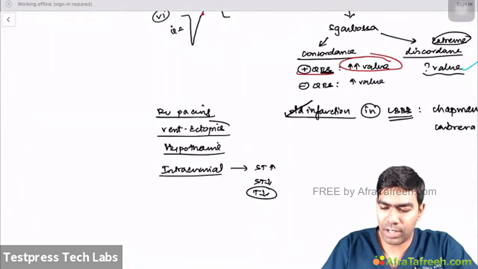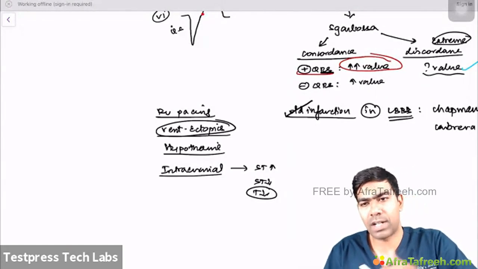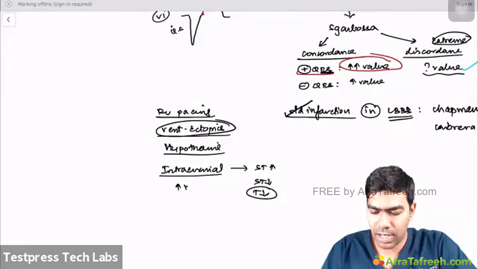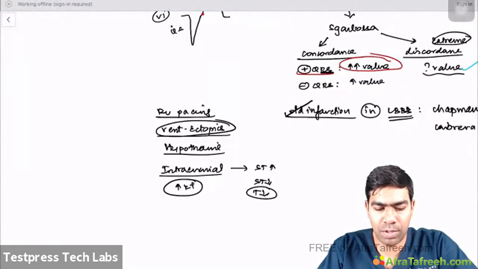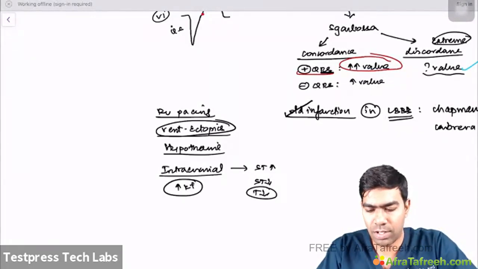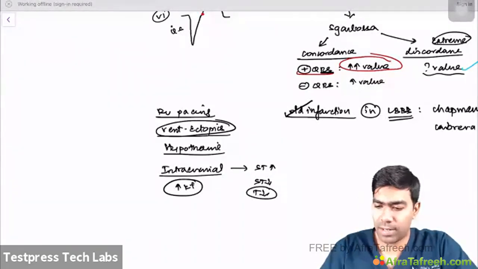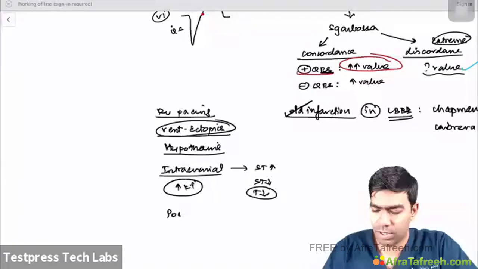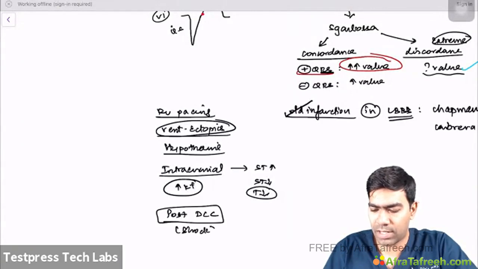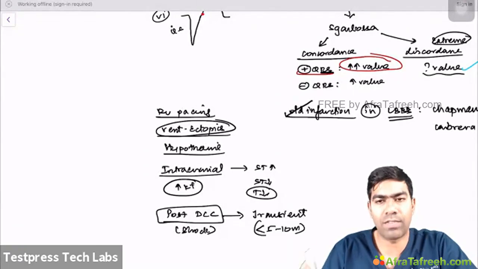Then there is hyperkalemia. Hyperkalemia also can produce ST elevation, to be honest. And more importantly, one more entity is post DC shock, post DC cardioversion. After giving a shock, you might have an ST elevation. Remember, this will usually be only transient ST elevation, lasting for less than 5 to 10 minutes. It will not last for more than 5 to 10 minutes.